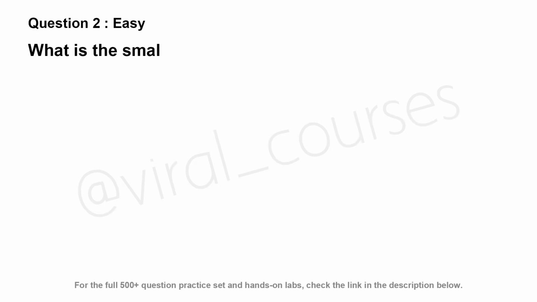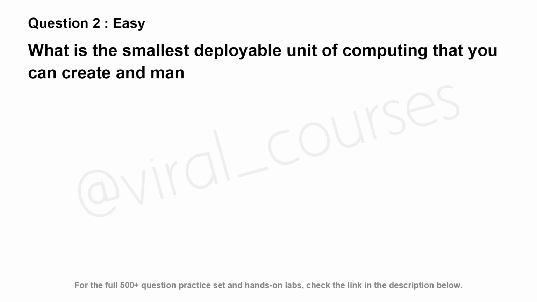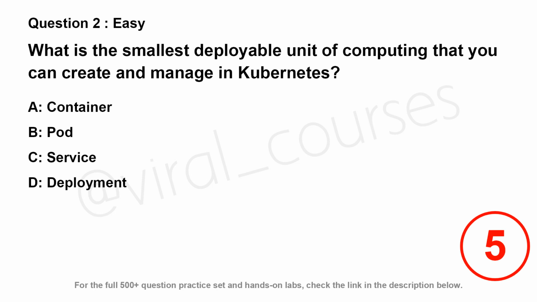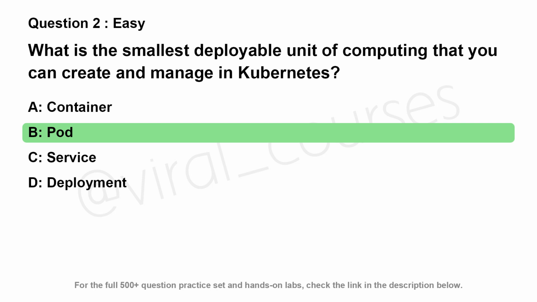What is the smallest deployable unit of computing that you can create and manage in Kubernetes? Option A, container. Option B, pod. Option C, service. Option D, deployment. The correct answer is B.